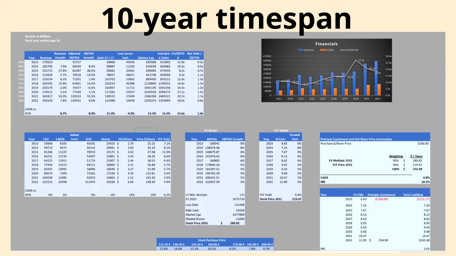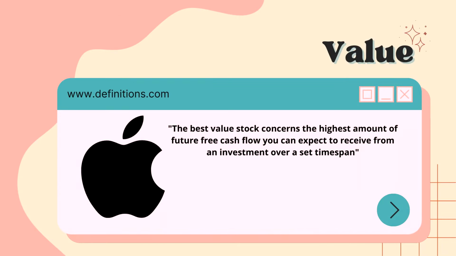So now, to bring it to a conclusion and to really try to simplify everything that I've told you during this video, I think the definition can be summed up as: the best value stock concerns the highest amount of future free cash flow that you can expect to receive from an investment over a set time span.